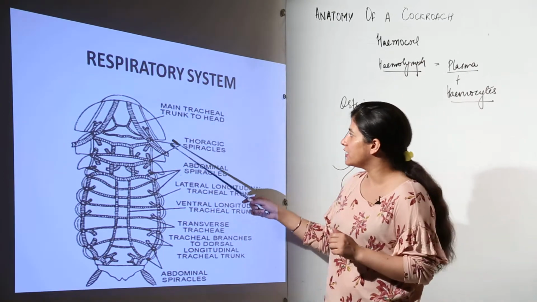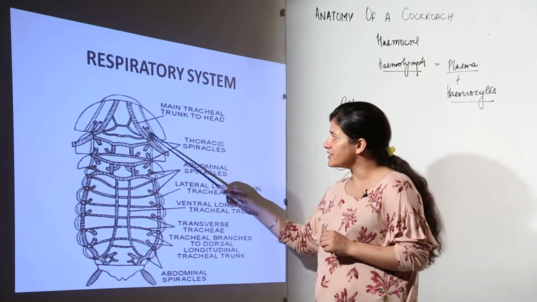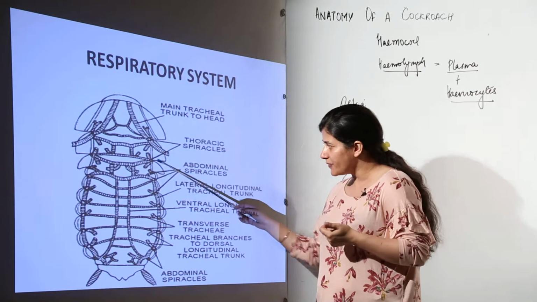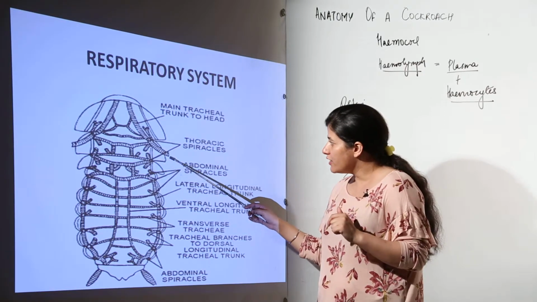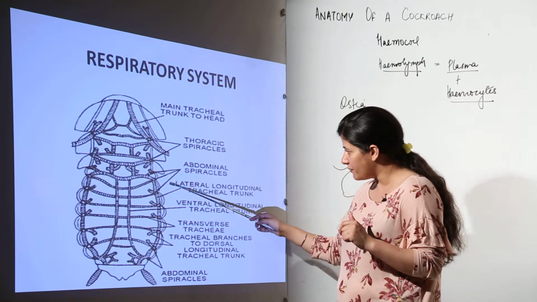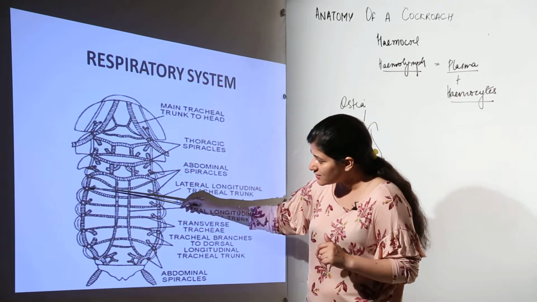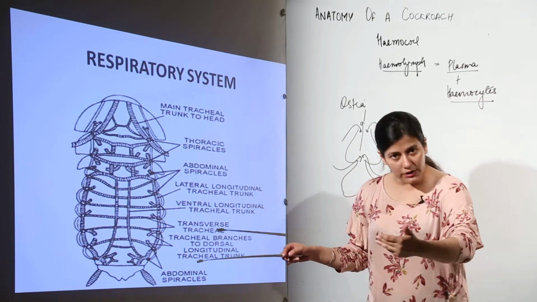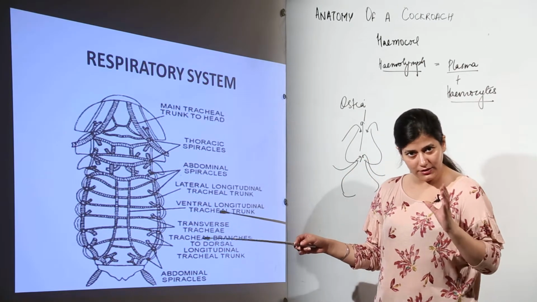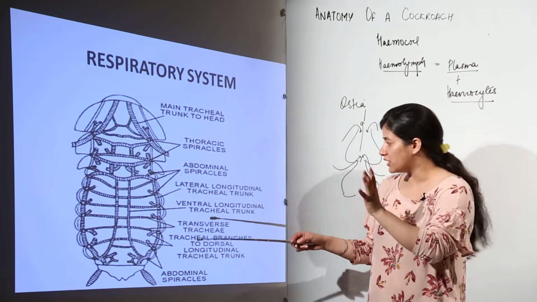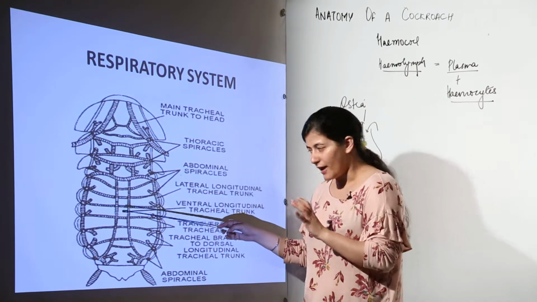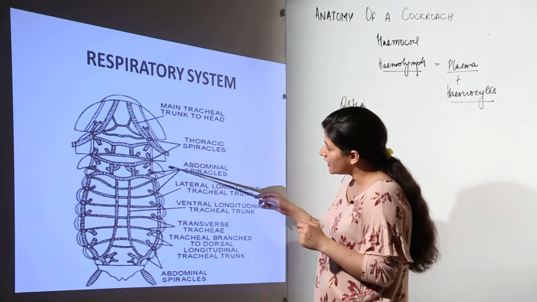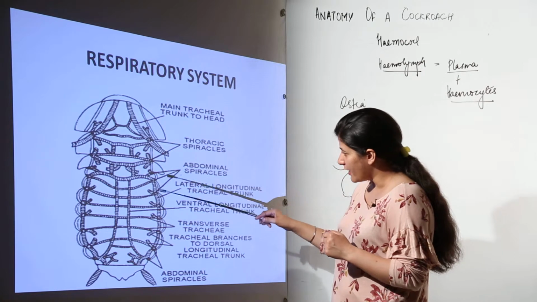You can see over here the main tracheal trunk to the head; the thoracic spiracles are supplying the air to it, not blood, pardon me, it's the air. You have thoracic spiracles, then you have abdominal spiracles. Now what are spiracles? These are the small openings from where the cockroach's body is connected to the atmosphere, or whatever ambient habitat it is in. The spiracle is the main site, a hole, an opening from where the air enters. Then we have abdominal spiracles.